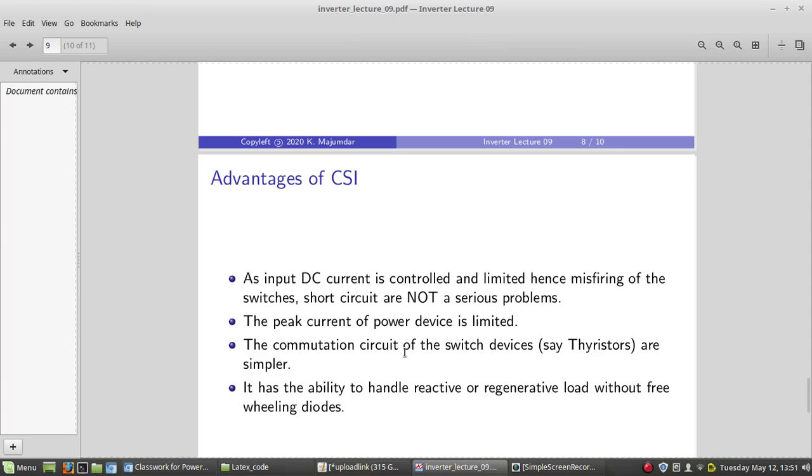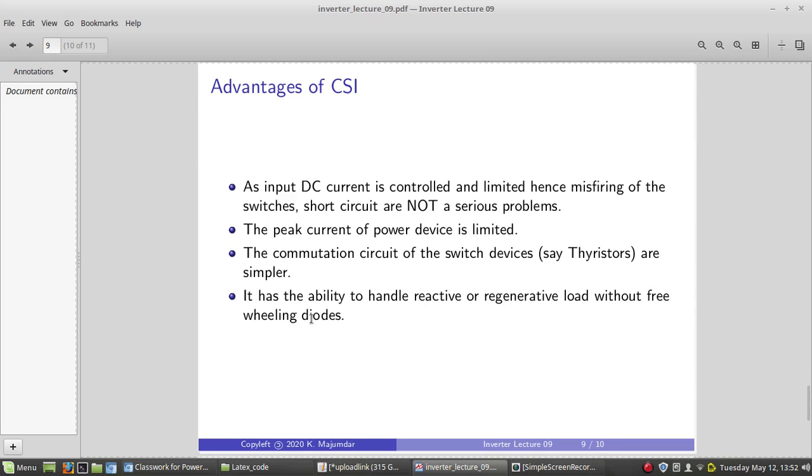And the commutation circuit for the switching devices, say thyristors, is simpler than in your VSI. Another very important feature is that it has the ability to handle the reactive or regenerative load without a freewheeling diode. A freewheeling diode is required when your VSI is there and you wish to feed back the energy from the load to the source. The anti-parallel diode arrangements are not required this time, and any type of freewheeling diode is not required in case of your CSI. It's a very important feature.